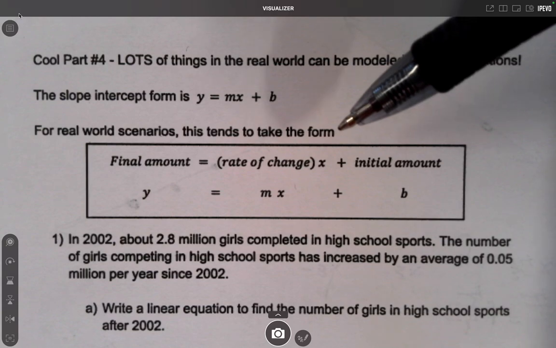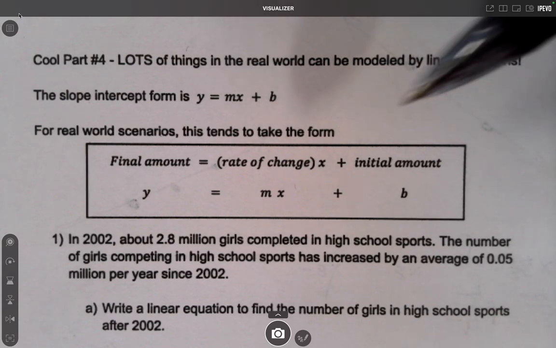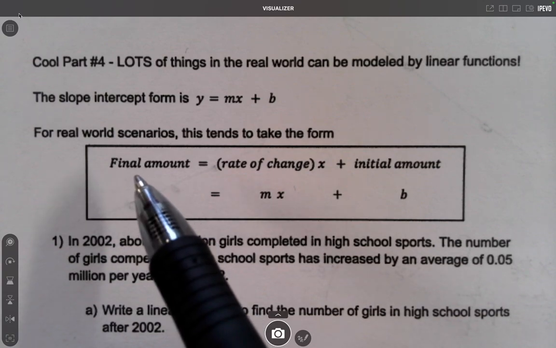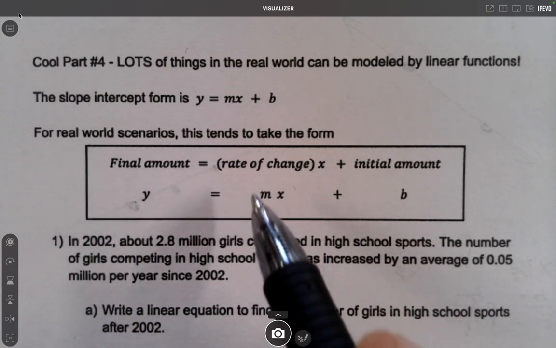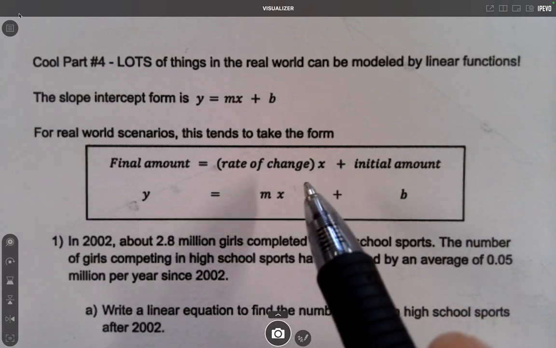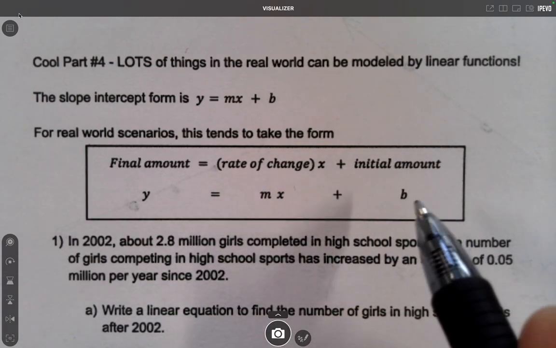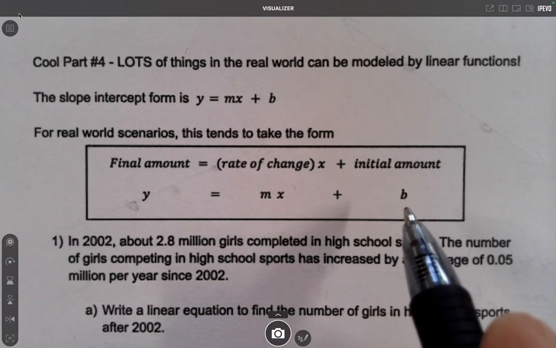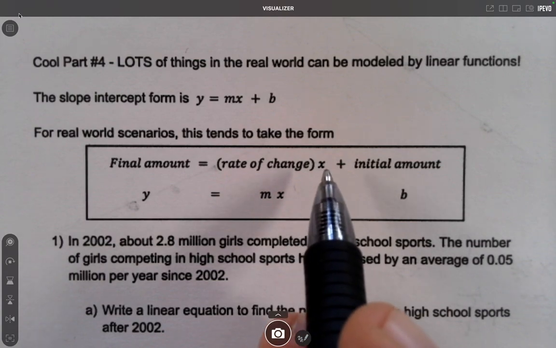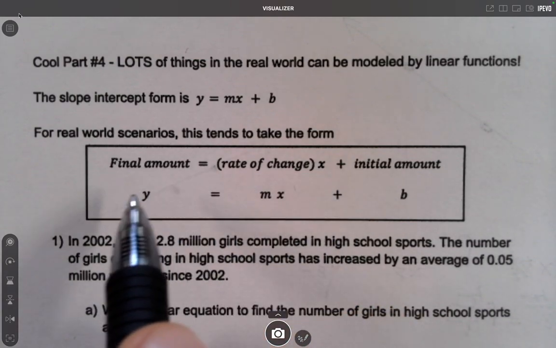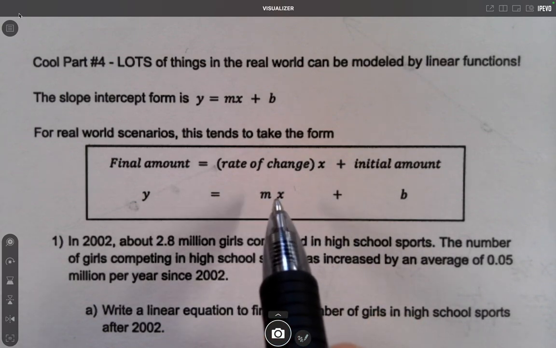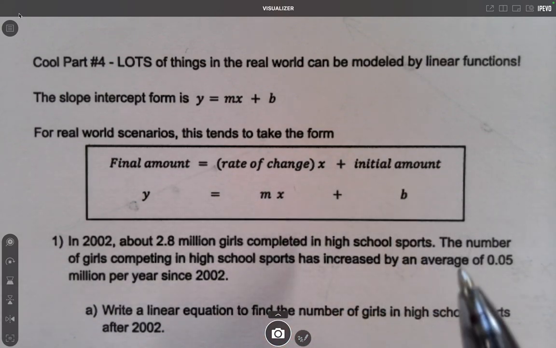So when a real-world scenario takes this form, in general, y represents your final amount or what you're looking for. The slope is the rate at which something is changing. X is whatever is changing. And then the initial amount is our y-intercept, which, if you think about it, usually is our initial amount, because if we plug in 0 for x, we get the y-intercept. So when I plug in 0 for x, that's at the beginning, so it's our initial amount.